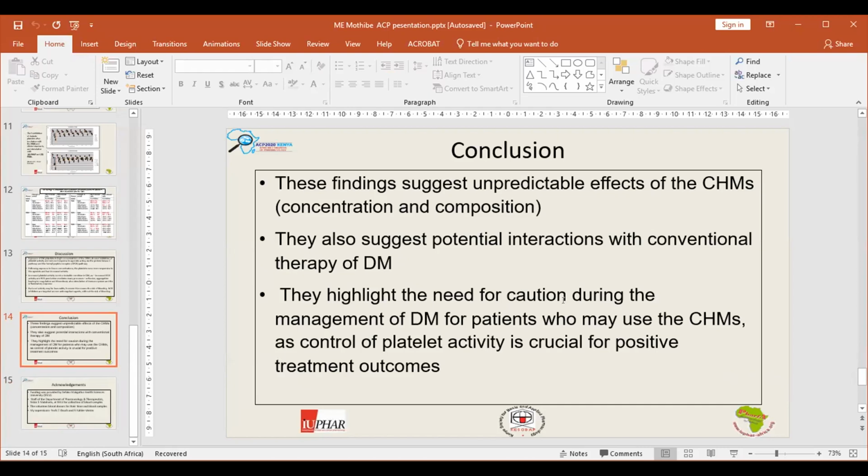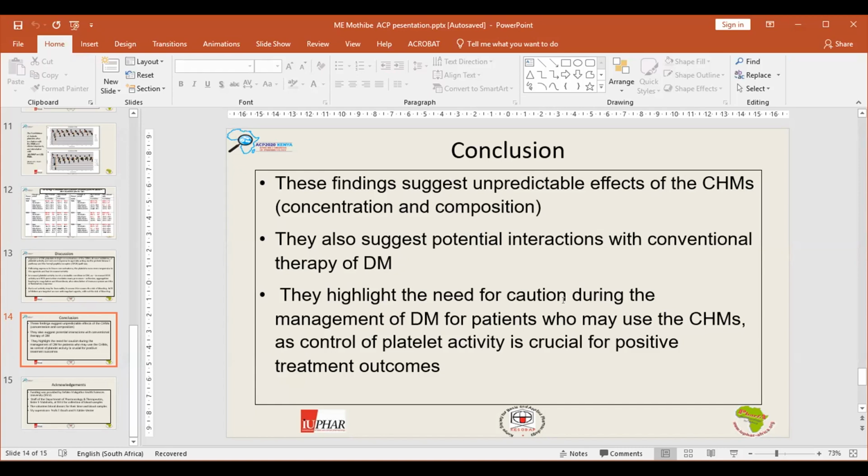In conclusion, the findings in this study suggest an unpredictable effect of the commercial herbal medicines that were studied, and these effects would differ with the composition as well as with the concentrations of the herbal mixtures. The findings also suggest potential interactions between the herbal mixtures and conventional treatment options of diabetes mellitus, and the interactions can be at the protein kinase C level, or they could be receptor-based interactions. The study highlights the need, therefore, for caution during management of diabetes mellitus for patients who may be using these herbal mixtures, because control of platelet activity is important for positive treatment outcomes of diabetes mellitus.